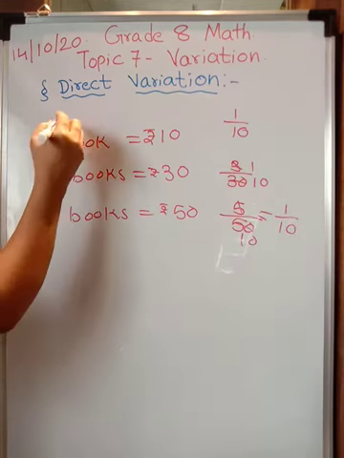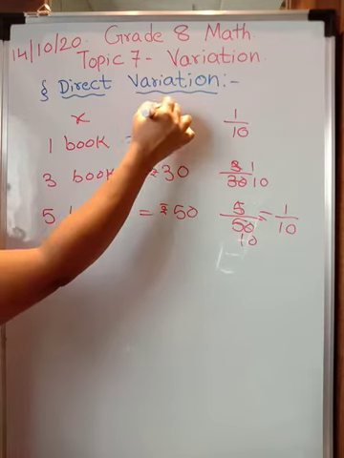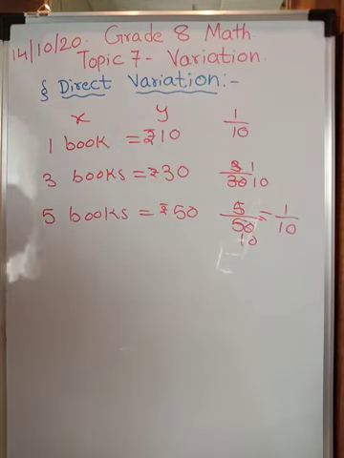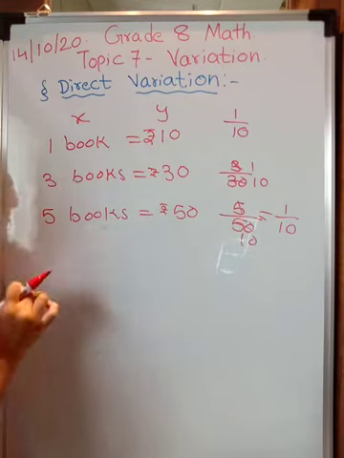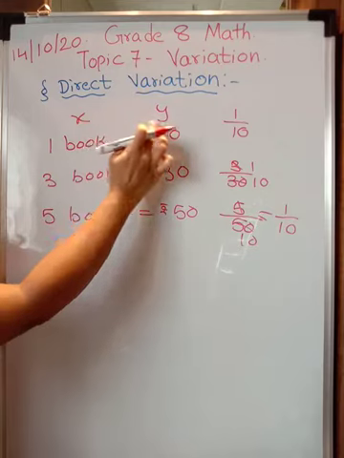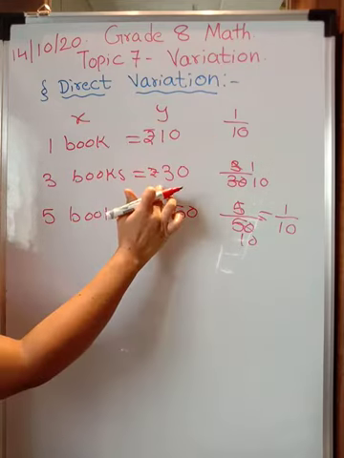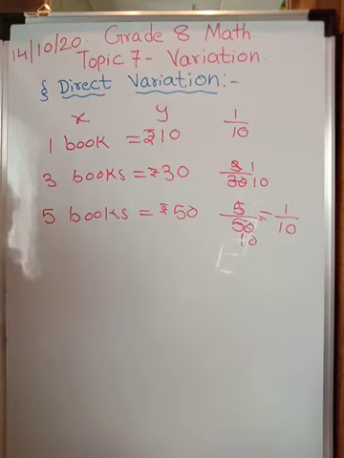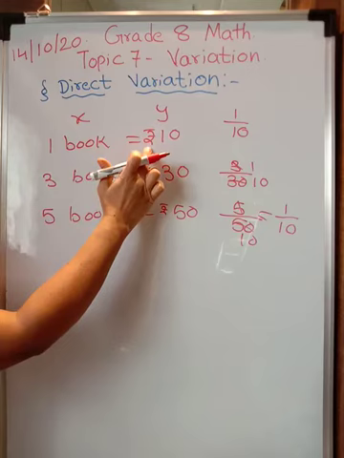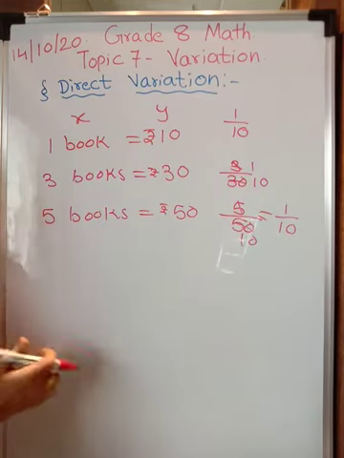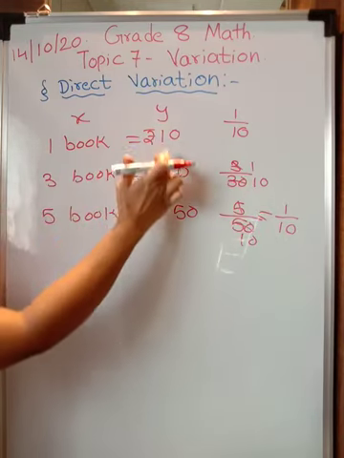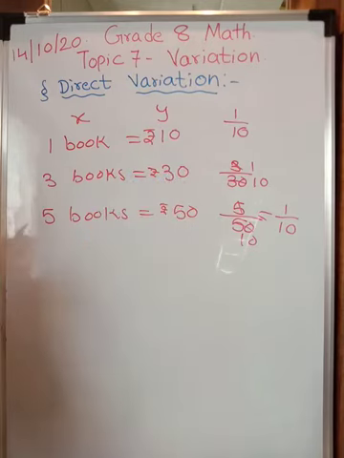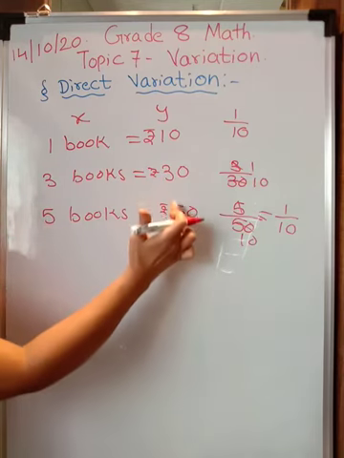So if I say books as X and rupees as Y, then X and Y are in the same proportion everywhere. Just see. Here X and Y are in proportion 1 by 10. Here also they are in the same proportion, 1 by 10. That means the ratio of book to the rupees remains the same. As the number of books increases, their cost also increases in the same proportion, so that their ratio is again 1 by 10.